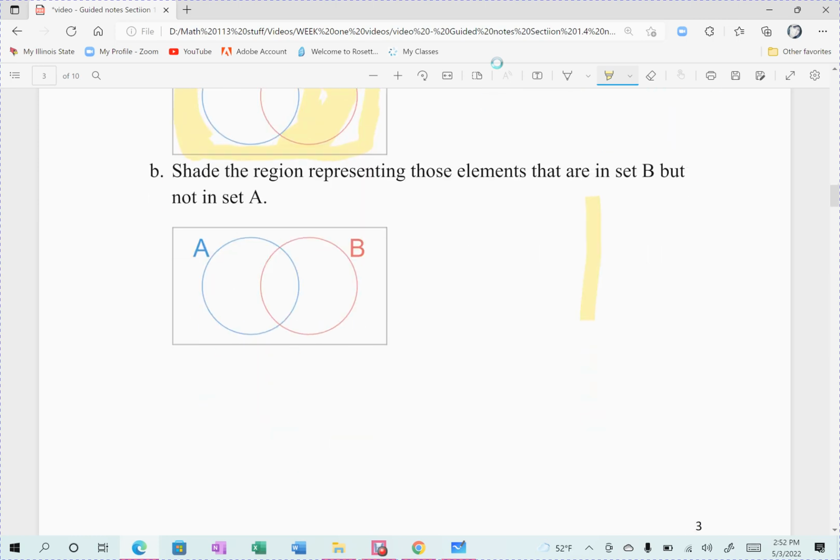All right, the next part. Shade the region that represents the elements that are in set B but not in set A. First of all, you start with where you want to be. We want to be in circle B, but not in circle A. So I want to start out in circle B, but I don't want to be in circle A. Instead of shading everything, it is just this piece, whatever's inside this moon-shaped piece here. That's everything in B but not in A. Anybody that shows up there would be in set B but not set A.